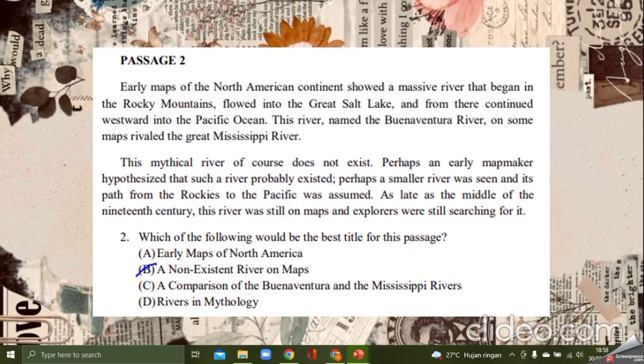Perhaps an early mapmaker hypothesized that such a river probably existed. Perhaps a smaller river was seen flowing from the Rockies to the Pacific and the rest was assumed. As late as the middle of the 19th century, this river was still on maps and explorers were still searching for it. And the question is, which of the following would be the best title for this passage? And the answer is B, an nonexistent river on maps.